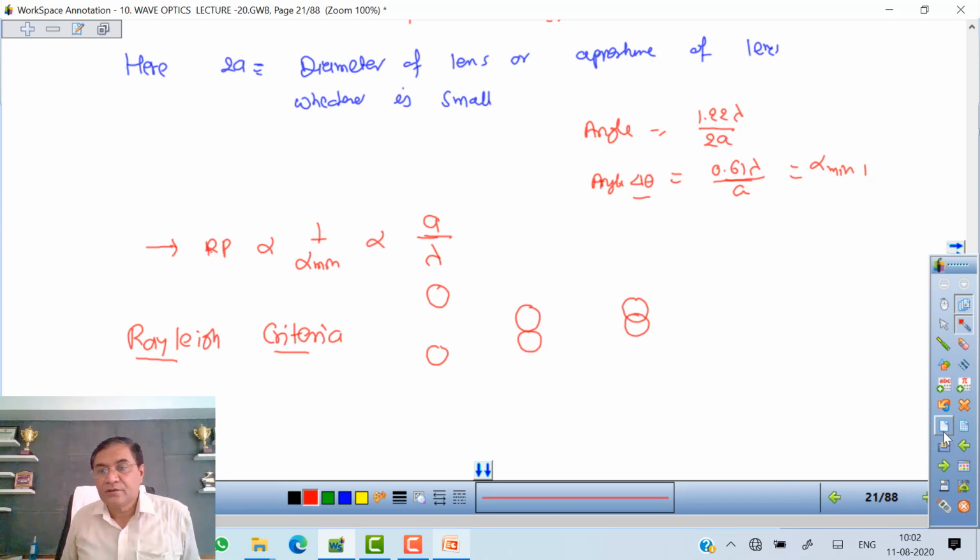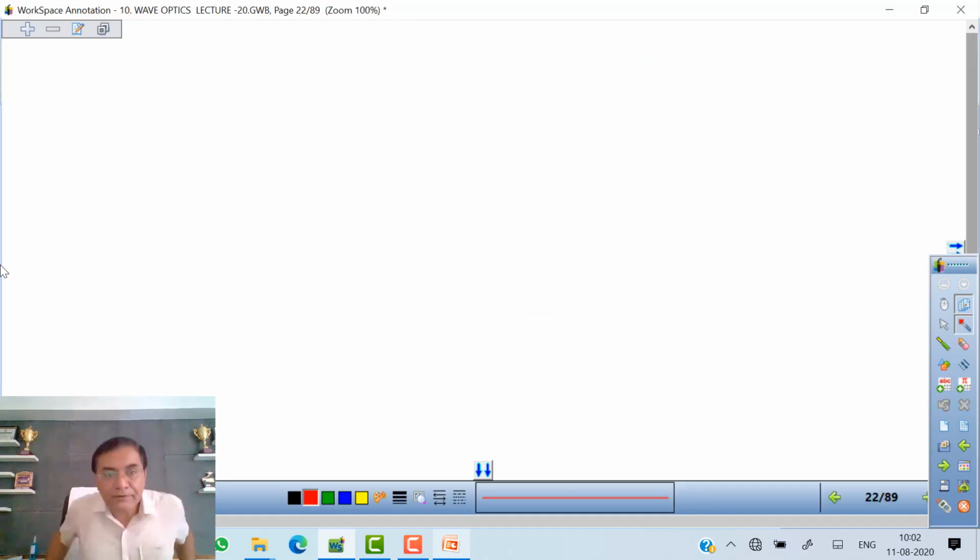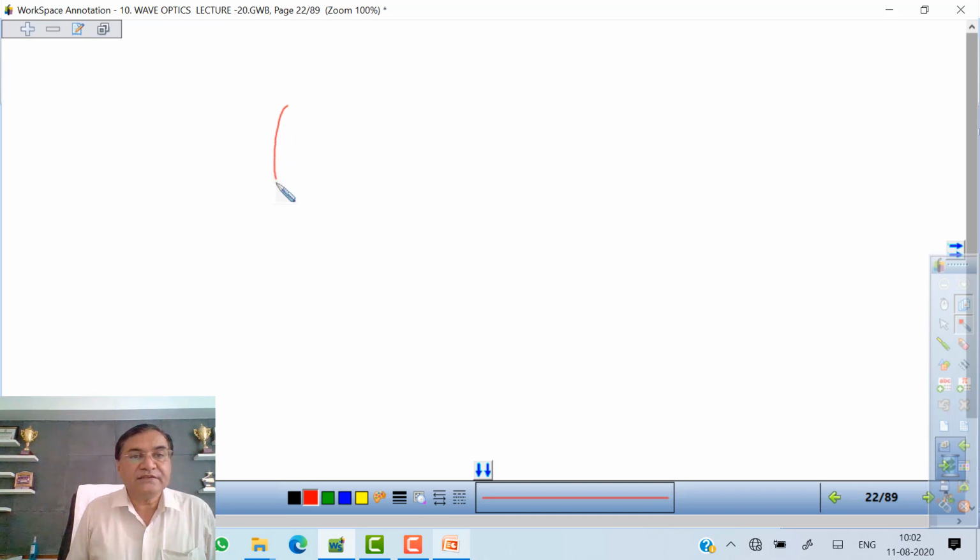Next one is the resolving power of a microscope. So again, in a microscope, there is an object lens. Okay, this is our object lens. And you have an object which is a very small object. Suppose I say bacteria. I say this angle is beta, and the total diameter is d. So here it is d by 2.